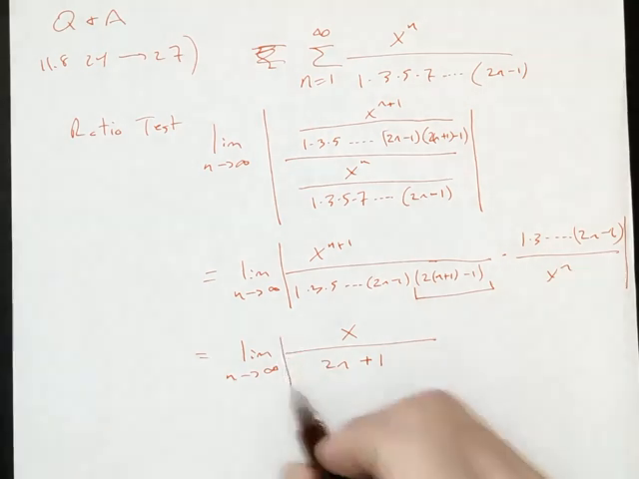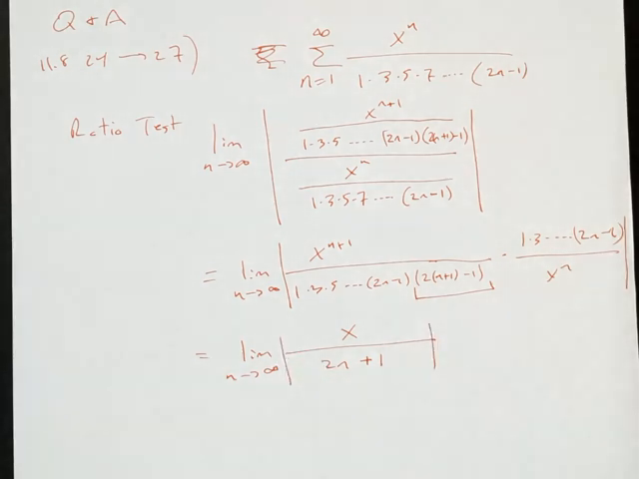Oh, it's an absolute value. Yes, because remember, I want the L to be less than 1 in absolute value when I do the radius and interval of convergence. Well, what's that limit? That'd be like x over infinity. X over infinity is going to be just x over something huge, which is 0.